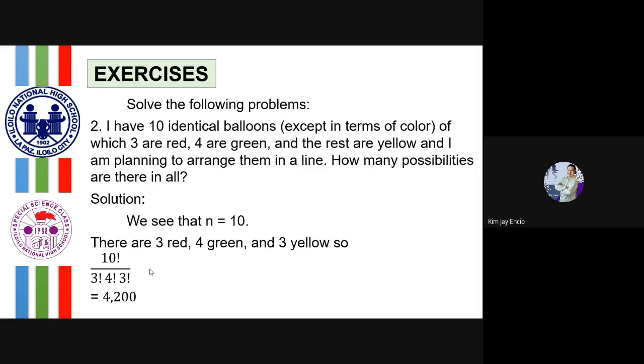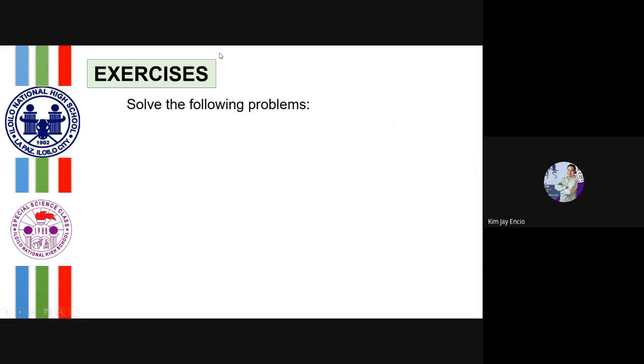Moving on to the next exercise. Remember, if you think it's too fast for you, you think you cannot catch up directly, feel free to pause and go back, okay? The third one.